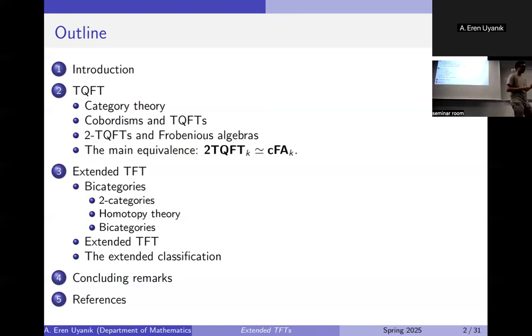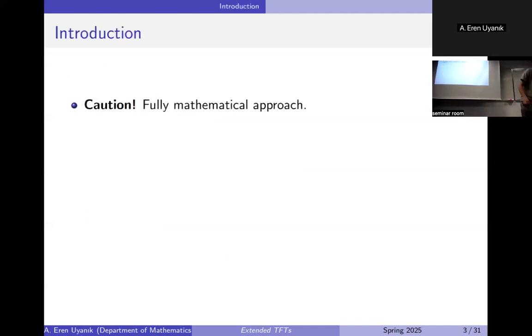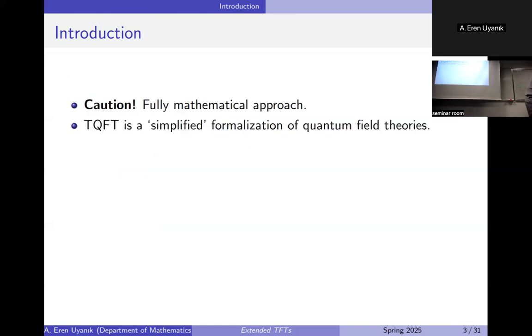I will first begin talking about bicategories and 2-categories, and I will give homotopy theory as a motivation for bicategories. And then we will define the ETFT formally, and at the end, we will see similar classification results, this time with the extended. Extended TFTs will be equivalent to not commutative Frobenius algebras, but separable commutative Frobenius algebras. We will see. Okay, so before starting, this is not a physics talk, so I don't know those parts. It is a fully mathematical approach to TFTs.